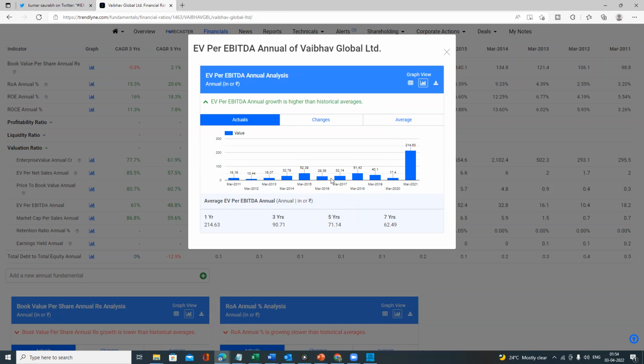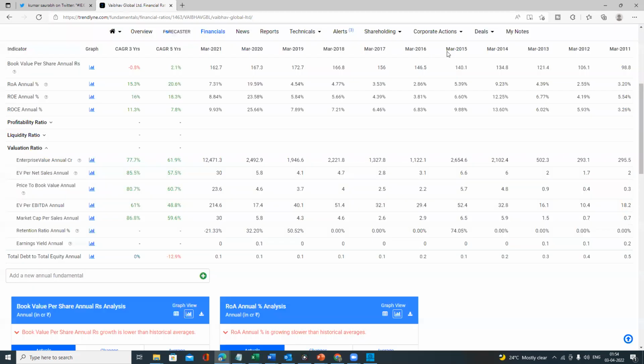And then when it corrected, it went to 29, 30, and this time it came to 17 in the COVID crash. So you get some idea of what is a reasonable EV/EBITDA, and that helps.